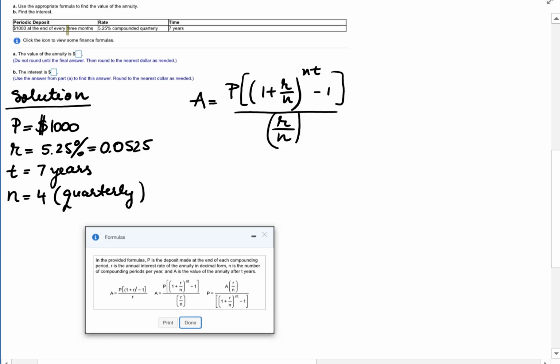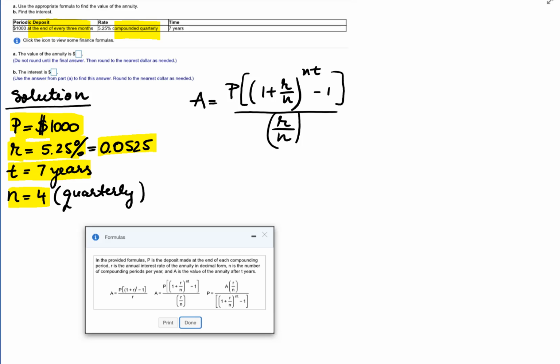So compounded every 3 months and compounded quarterly is the same thing, which means our N is going to be 4. T is 7 years. R is the interest rate, so it's 5.25%, which transformed into a decimal is 0.0525. P is the periodic deposit, which is $1,000.